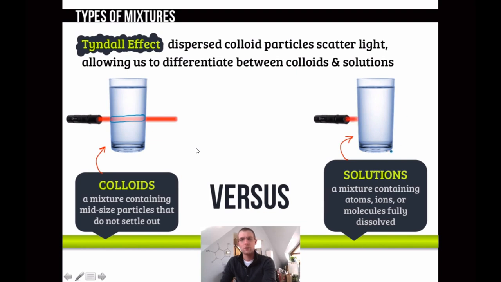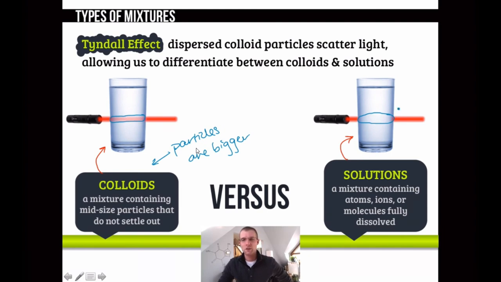Well, I shine the light through a solution, and I don't see that light in there. So maybe thinking, well, why does this happen? This happens because the particle size of colloids, the particles are bigger. So what happens is as this light is shining through the mixture here, the light is actually scattering, which makes it visible to us.